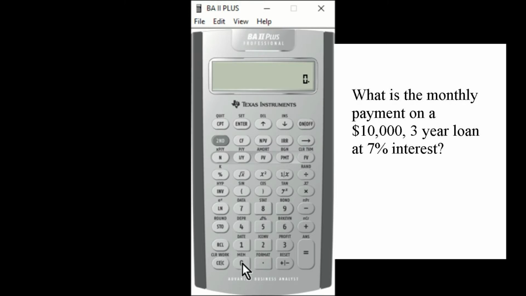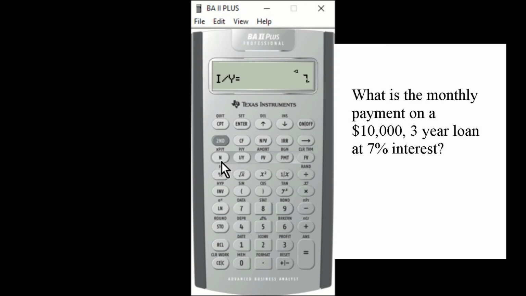Now we're going to calculate the payment of the loan that we did before, the $10,000 loan, but we're going to do it on a monthly basis. So let's go ahead and put $10,000 in present value. We also know that our future value needs to be 0. We also know that our interest per year, now this is per year, is 7. So we're going to put 7 in here.